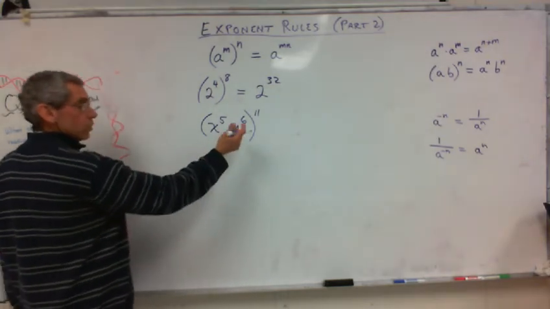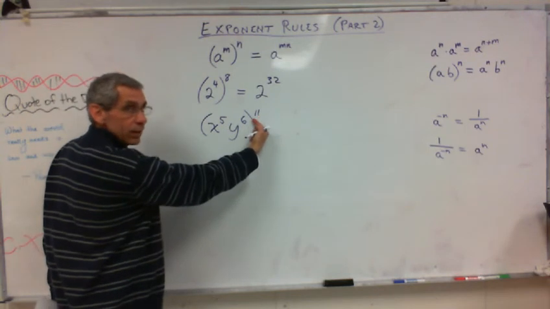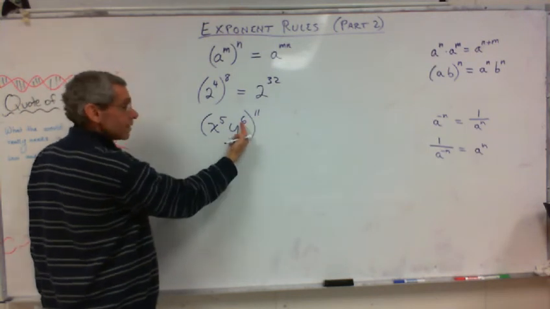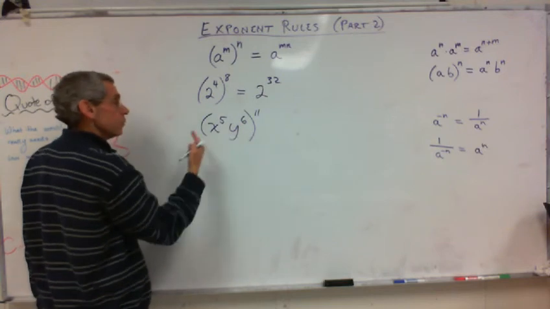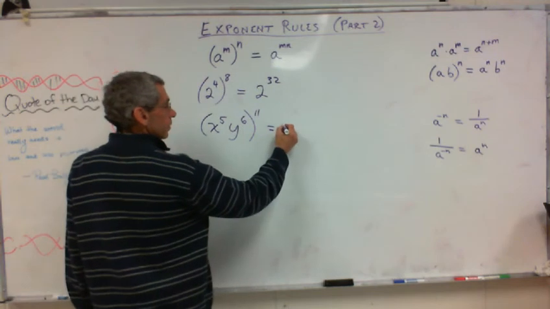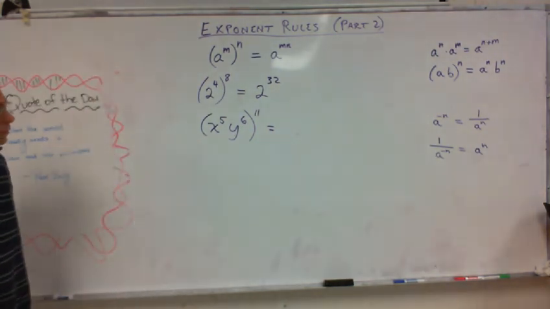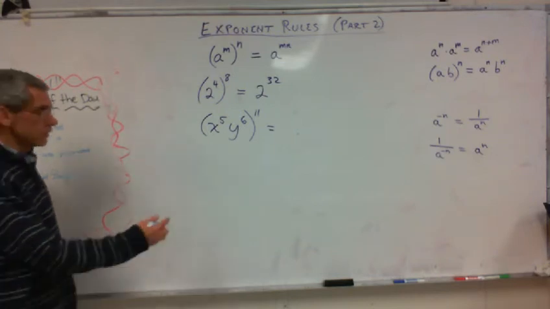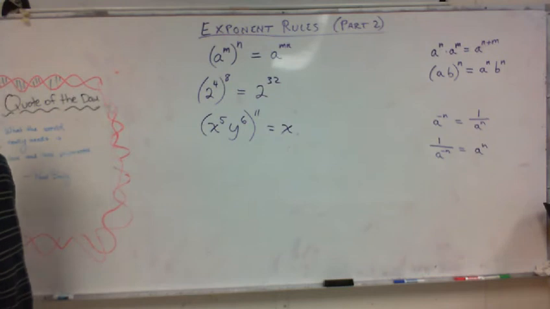So that 11 has a parenthesis right next to it. And inside, there are other exponents. There are actually 2 exponents. So Weston, what would you do here? So you would multiply x to the 5th power times y to the 6th power by 11. Okay, so what's the answer?